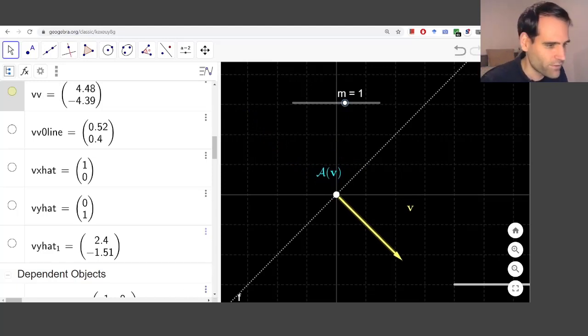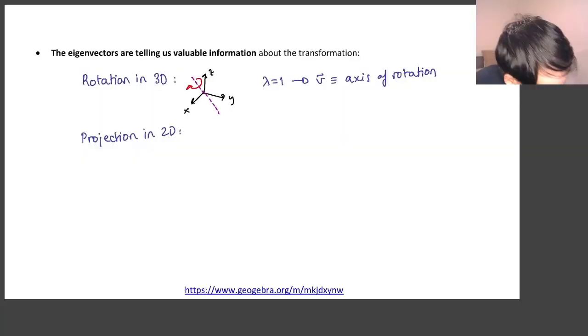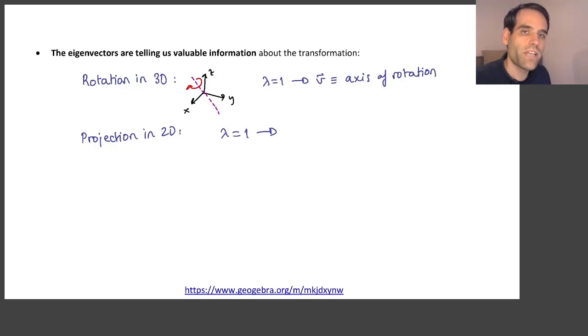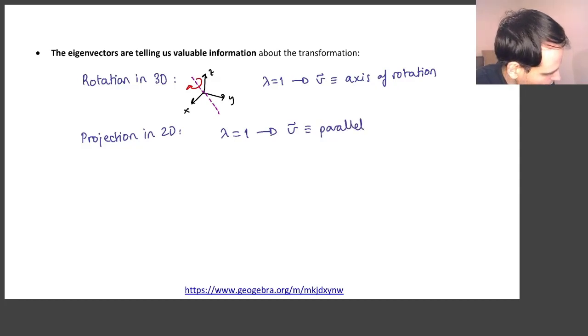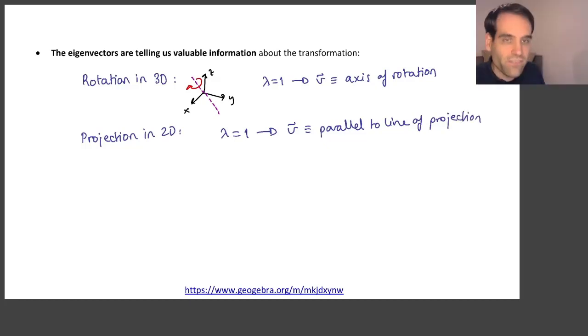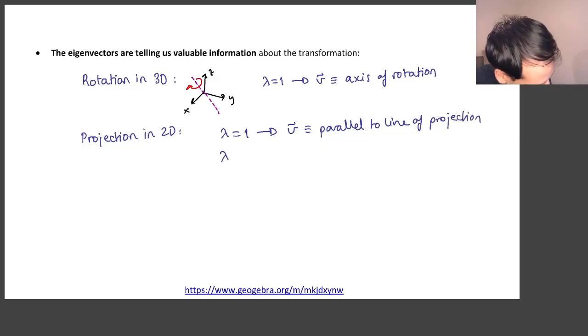So let's write that down. Vectors with lambda equals 1: eigenvectors whose eigenvalue is equal to 1 will be vectors that are parallel to the line of projection, while the eigenvectors with eigenvalue equal to 0 will be vectors that are perpendicular to the line of projection.